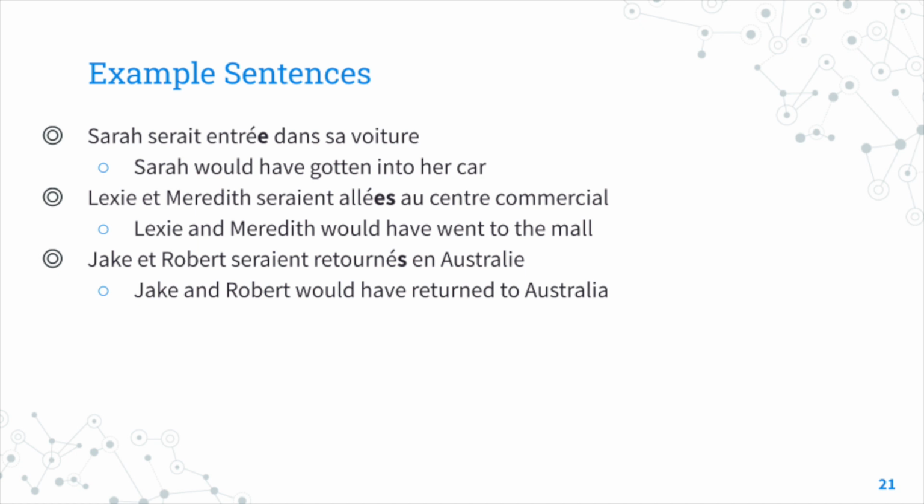Now last one, Jake et Robert seraient retournés en Australie. Jake and Robert would have returned to Australia. In this case, we had an s at the end since the sujet is masculine and plural.